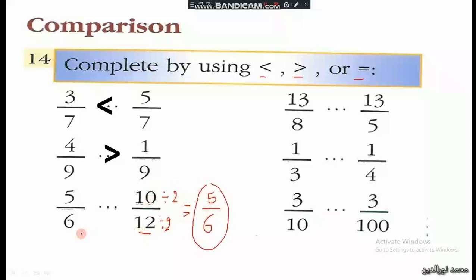So what do we notice? We notice that they are equal. So 5 over 6 and 10 over 12 are equivalent, they are equal fractions.